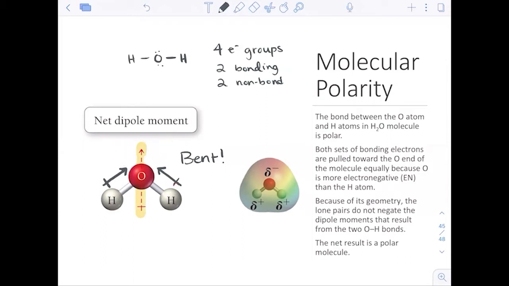What does that mean for us? This area down here is the delta plus. The area up at the oxygen lone pairs is the delta minus.